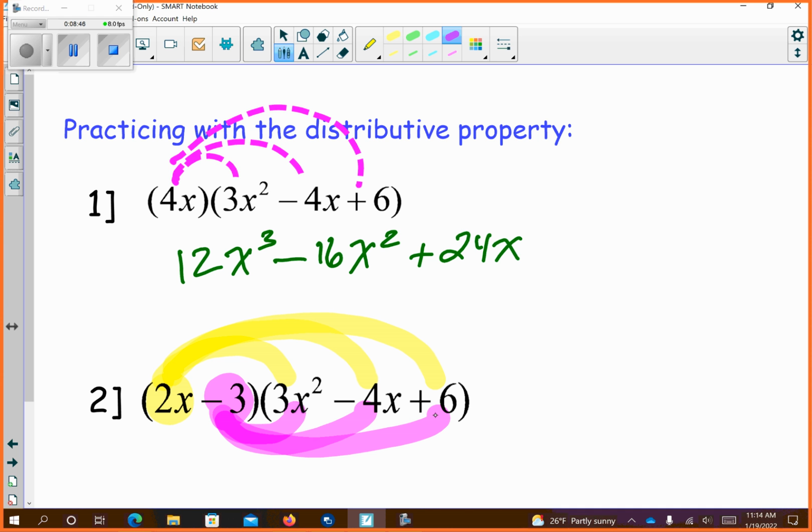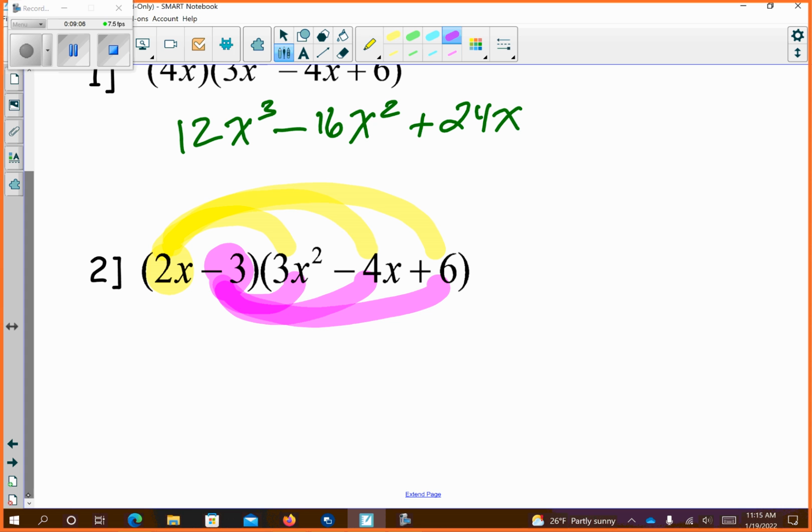So I'm going to take care of the yellow multiplication portion first, and then I'm going to deal with the pink multiplication portion second. Okay? Stop me if you're not seeing something. Do you feel comfortable so far? It's kind of pretty colors. All right, here we go.